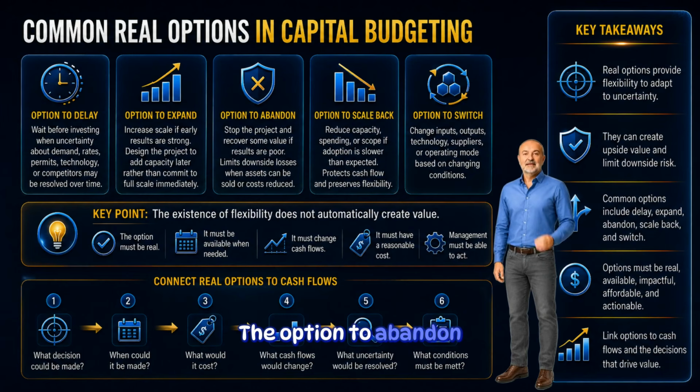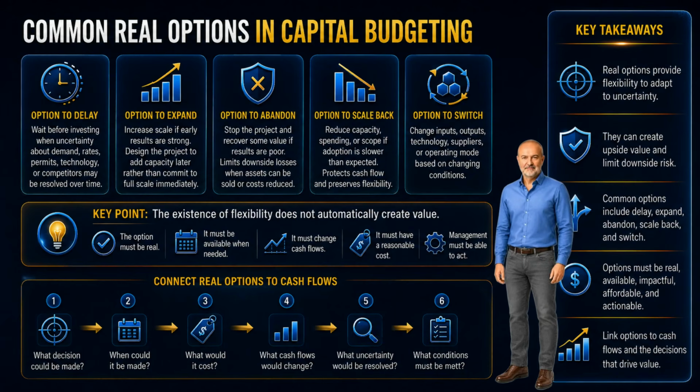The option to abandon means the firm can stop the project and recover some value if results are poor. This can limit downside losses, but only if the firm can actually sell assets, exit contracts, reduce costs, or shut down without creating larger problems. The option to scale back means the firm can reduce capacity, spending, or scope if adoption is slower than expected. This can help protect cash flow and preserve strategic flexibility. The option to switch means the firm can change inputs, outputs, technology, suppliers, or operating mode depending on conditions.